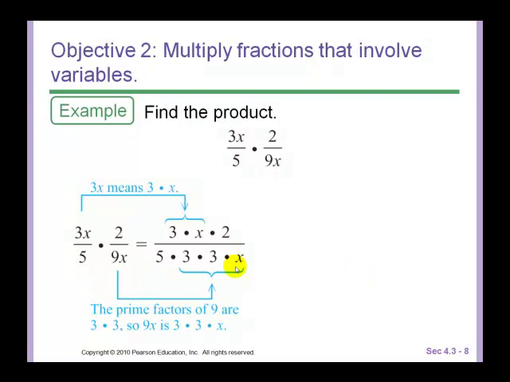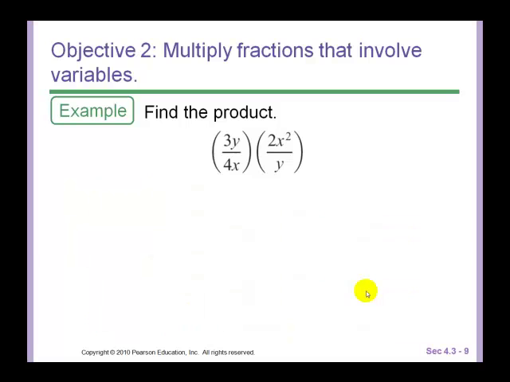We're going to use our prime factors. 3x means 3 times x. 2 is prime, 5 is prime. 9x is 3 times 3 times x. Recall 9 is 3 times 3, and x is our x. Cancel out our common factors of 3 and x, and we're left with 2 over 15.